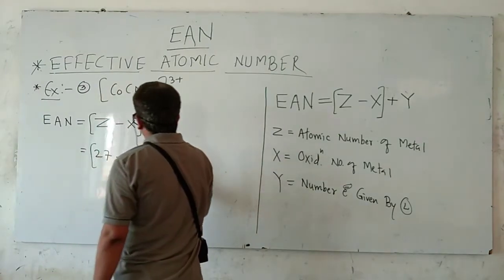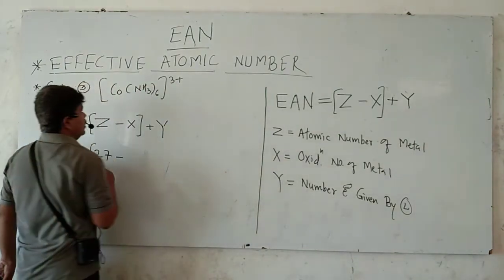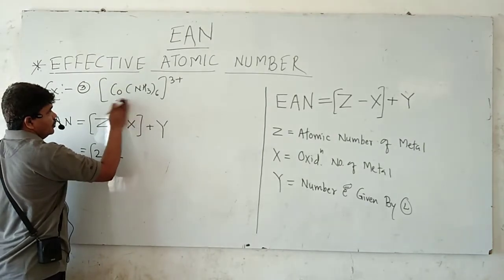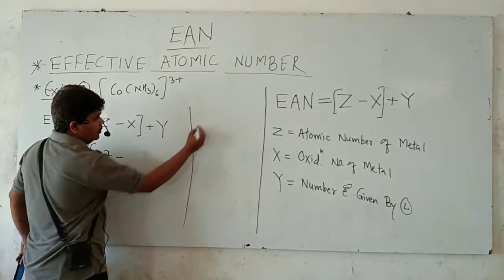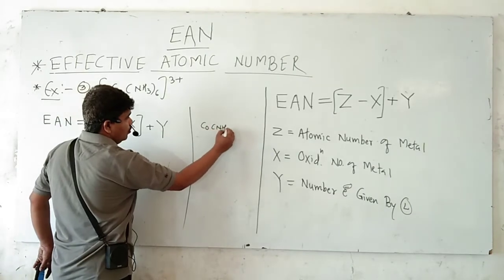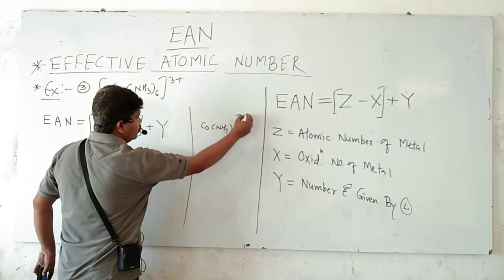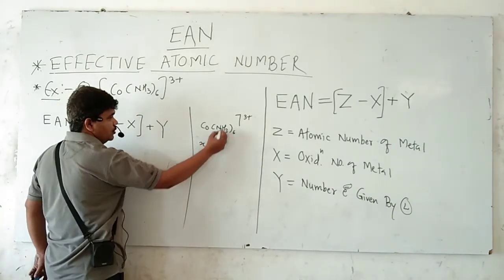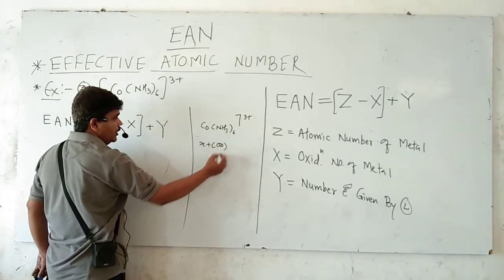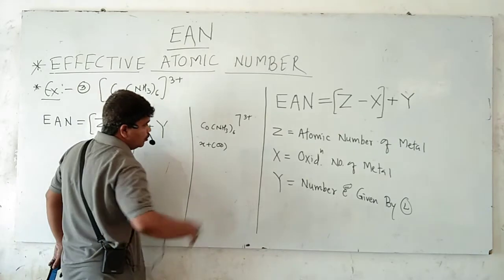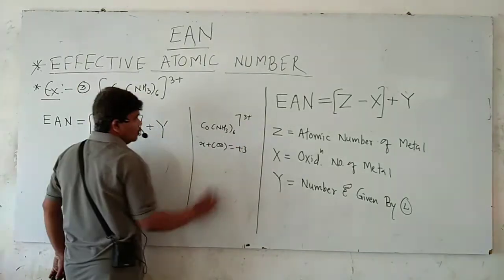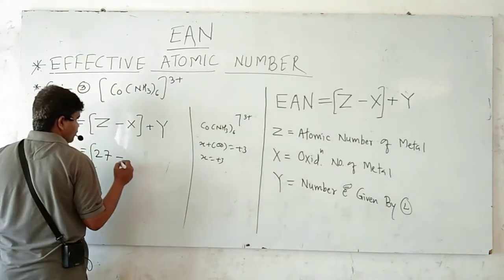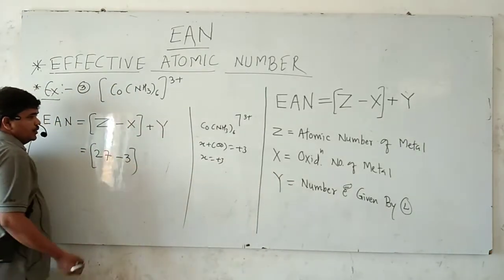What is the oxidation number of metal here? You can orally calculate it. It will be X. Here you can write Co, NH3, and on the complex there is 3 plus charge. So X plus NH3 is a neutral ligand, so oxidation number will be 0, is equal to charge on the complex, which is plus 3. So X is equal to plus 3. Okay, so X is plus 3.